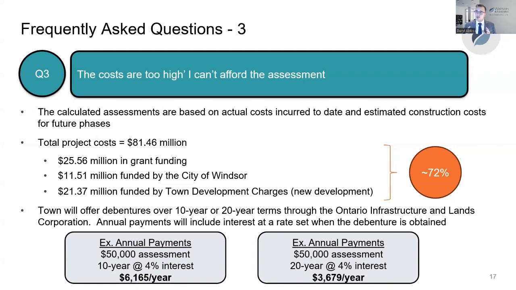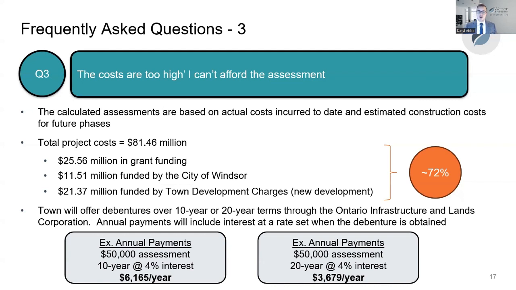So about 72% of the total cost of this infrastructure will be funded through either grant funding, the city of Windsor, or through development charges. The remaining 28% would be funded through these capital charges through Part 12 of the Municipal Act.